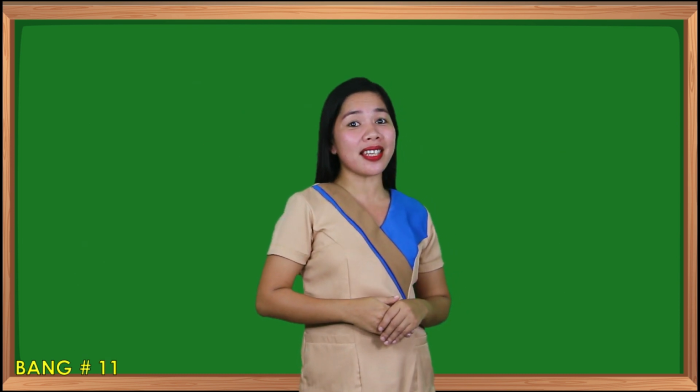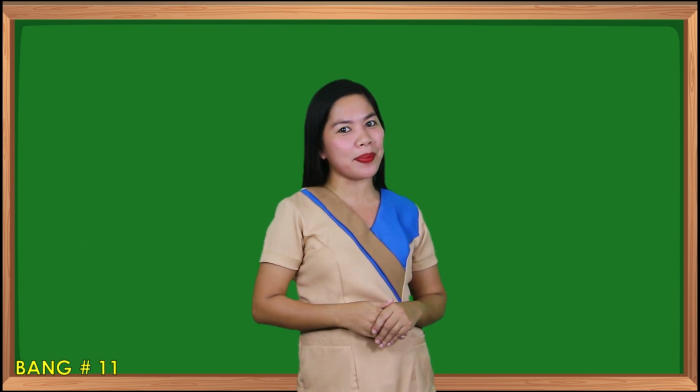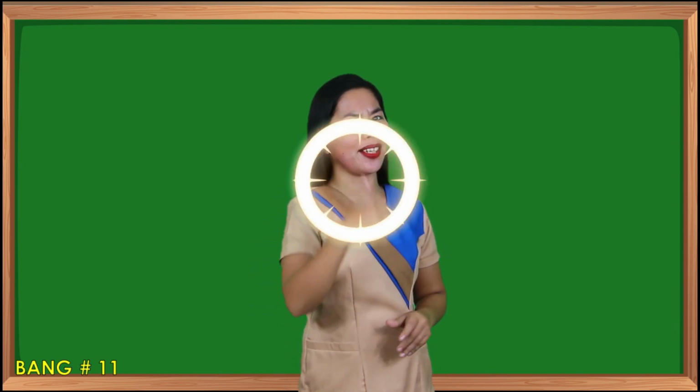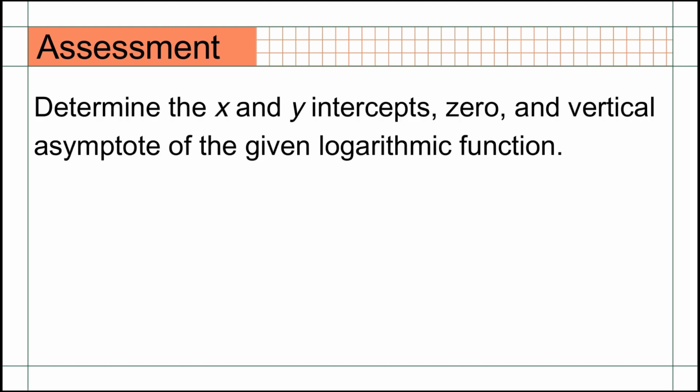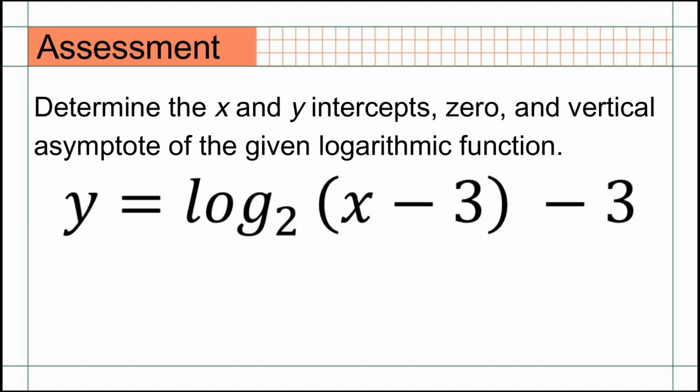Now, let's try to see if you can determine the intercepts, zeros, and asymptotes of logarithmic functions. You can do this. Here is what you are going to do. Determine the x and y intercepts, zeros, and vertical asymptote of the given logarithmic function. I will read the function. Y equals the logarithm of the quantity x minus 3 to the base 2 minus 3. You are given 3 minutes to do it. Time starts now.